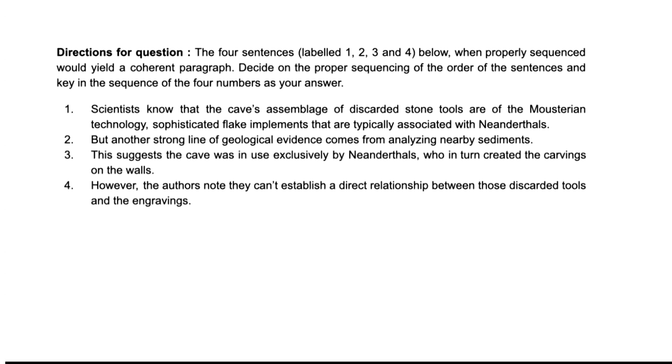So here we have a direction for the question: there are four sentences labeled 1, 2, 3, and 4 that you can find here. Below, when properly sequenced, they would yield a coherent paragraph. Decide on the proper sequencing of the order of the sentences and key in the sequence of the four numbers as your answer.